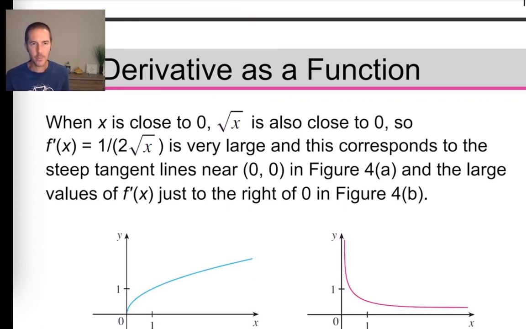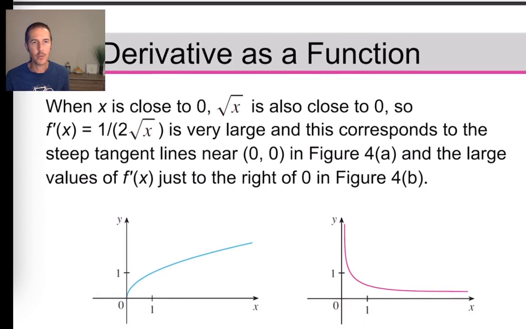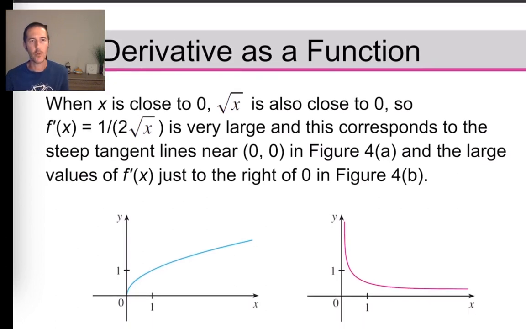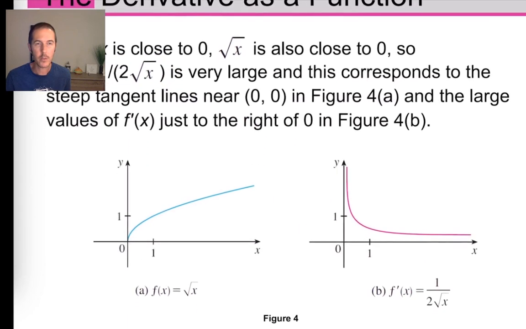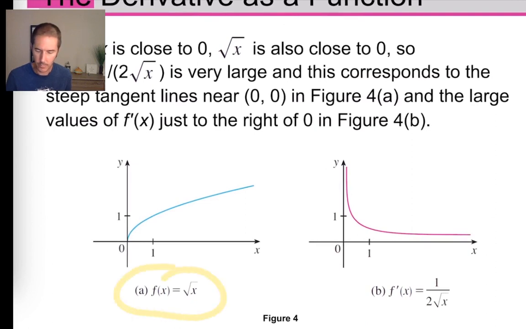In this example, we see on the left the graph of the square root function, and on the right is the graph of the first derivative of the square root function, which is this function here. So that's this graph. It's written below it. There it is. So here's the square root of x, and here is the first derivative of that function.